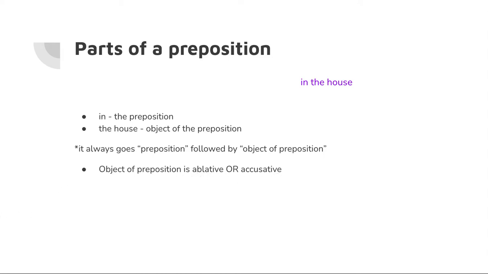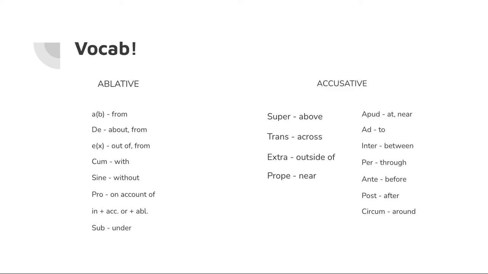So let's see which prepositions take the ablative object of preposition or take the accusative. This is the vocab for today. The prepositions underneath the ablative are the ones that take an ablative object of preposition. So what comes after it is always in the ablative case. So let's start. A or ab, meaning from. De, meaning about or from. E or ex, meaning out of or from. Cum, meaning with. Sine, without.